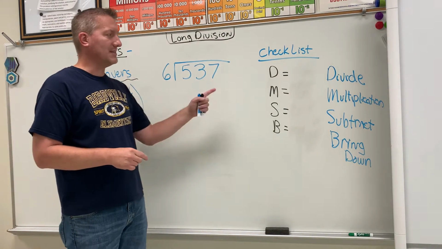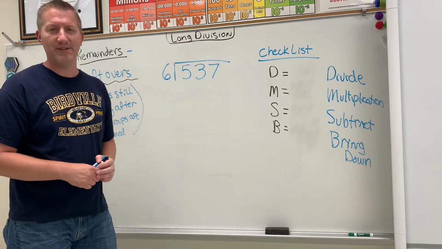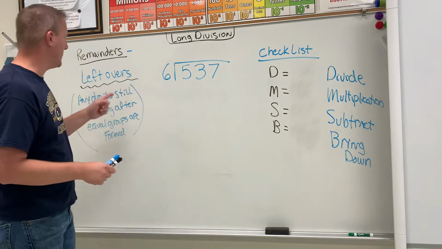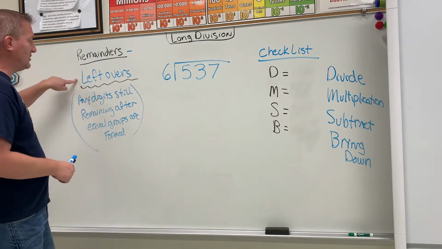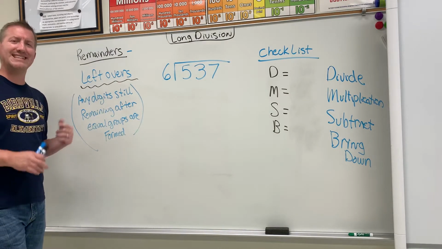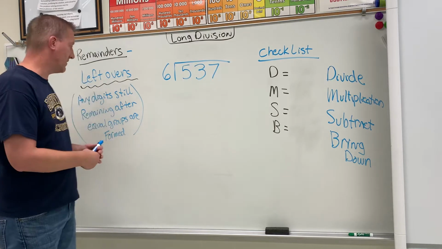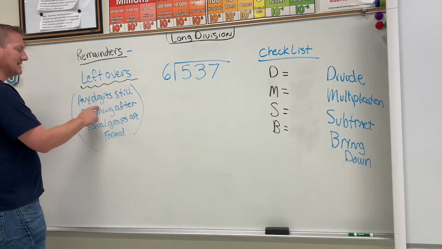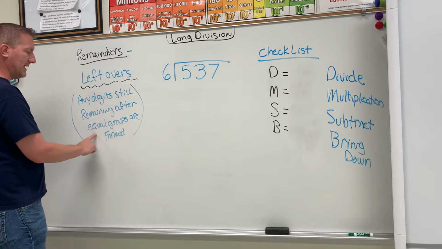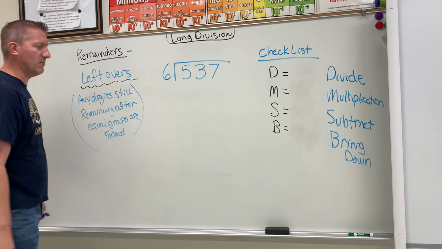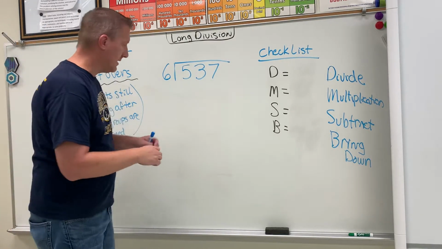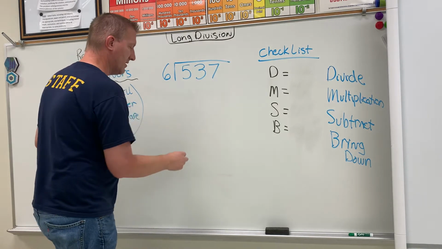This one is going to have a remainder in it, and I'm going to talk about what a remainder is. In short, a remainder is a leftover. It's something that is left over. And what do I mean by that? It's any digit still remaining after equal groups are formed. For example, let me give you a little example down here.